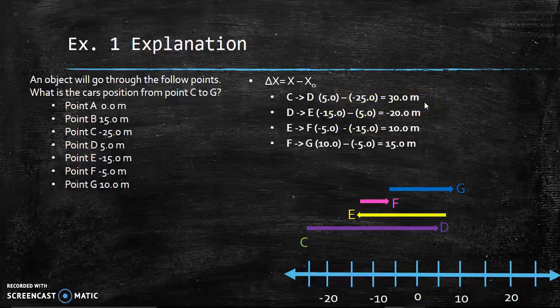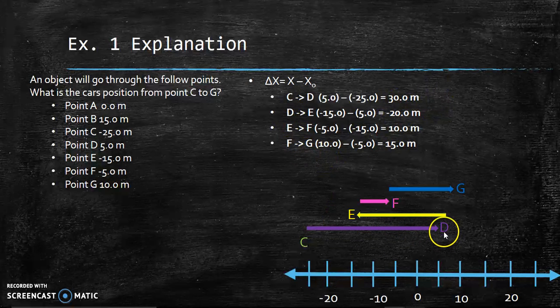So pause here and see if you can double check to make sure you've done this correctly. Go back down to your number line and count from C to D: 5, 10, 15, 20, 25, 30. And you're moving in the right direction, so it should be positive for this example. So again, positive 30, that checks out.